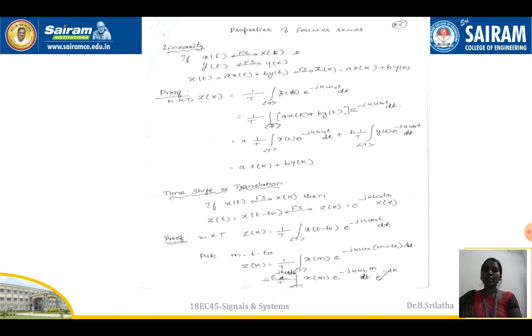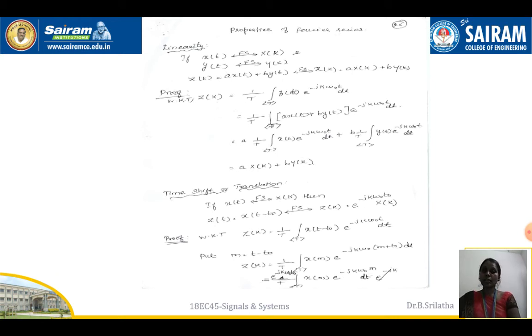How we are going to prove it. Let us prove it. Now what do we have to prove? We are going to consider our X of k. X of k is equal to 1 by T integration x of t minus t naught. X of k is equal to 1 by T integration x of t into the general formula. You know that is the Fourier series expression for the given continuous time signal z of t. So z of t into e power minus j k omega naught t dt.